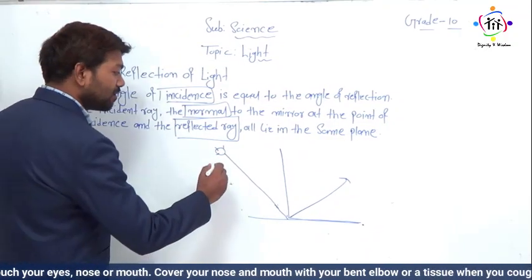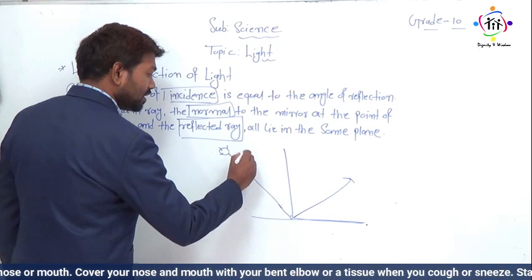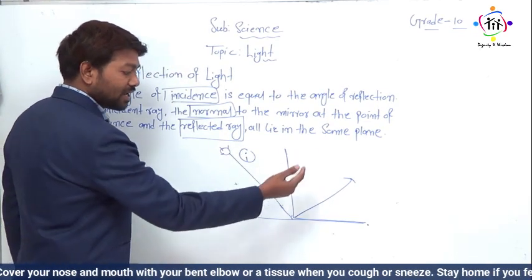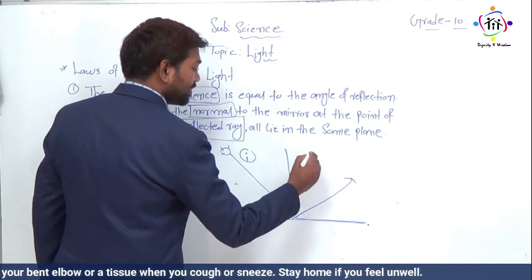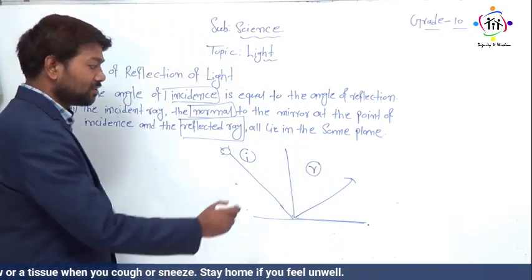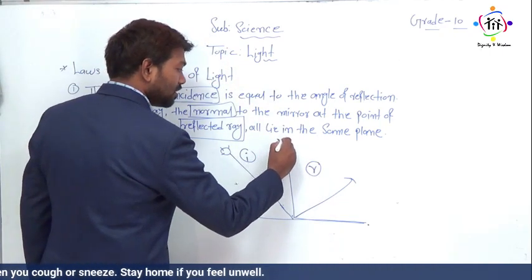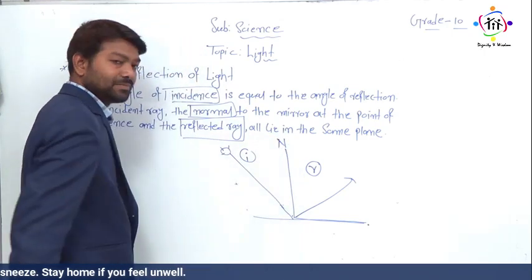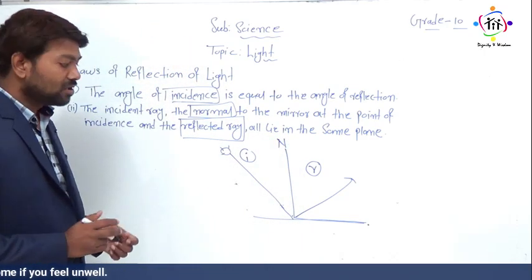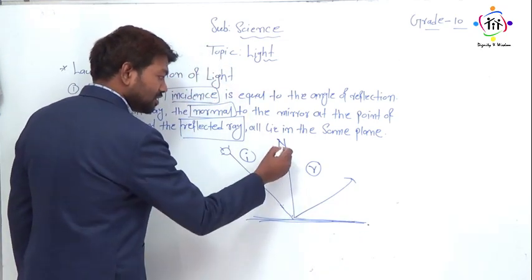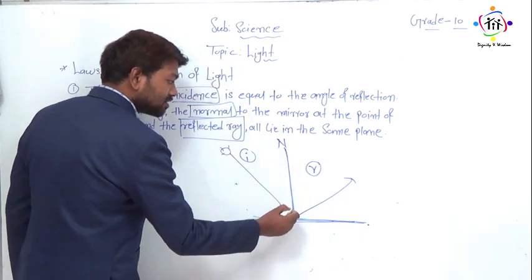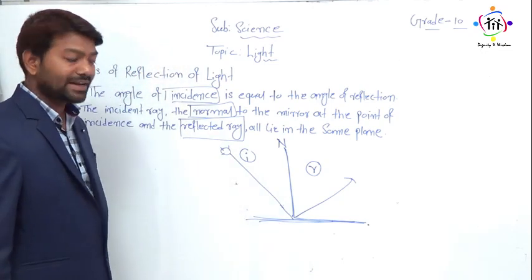So this is called the angle of incidence, and the other part, where the light is reflected, is called the angle of reflection. And this part is called the normal, represented by n. Again, see one more time. This is the plane, and this line is called the normal to the ray.